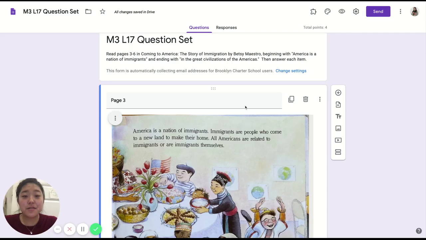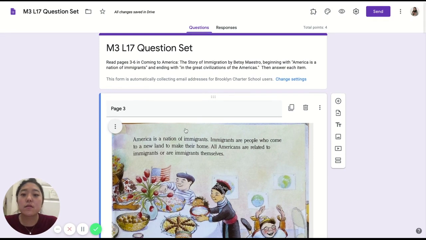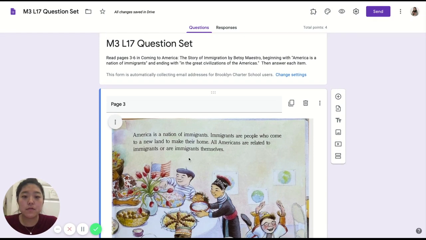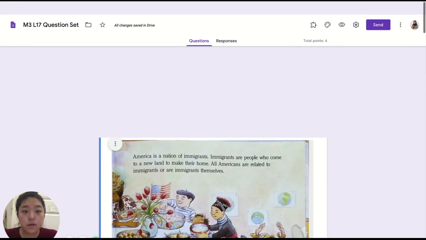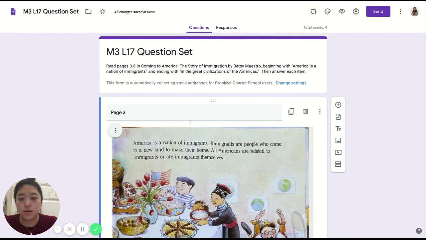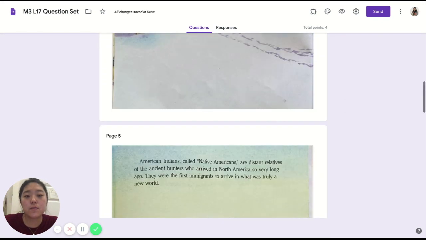All right, and here's your exit ticket for today. It is your question set. So you are going to reread pages 3 through 6. I have attached the images, pages 3 through 6, on the quiz form. And you are going to be answering 4 questions. Okay, so it's out of 4 points.